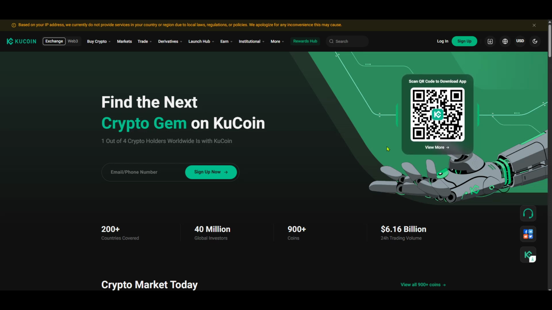First, navigate to the Kucoin website. It's your gateway to exploring a wide range of cryptocurrencies and trading opportunities. If you haven't already, ensure you have a Kucoin account set up.